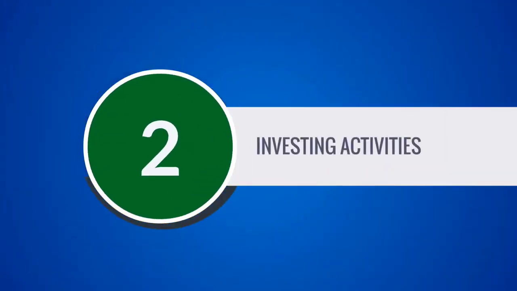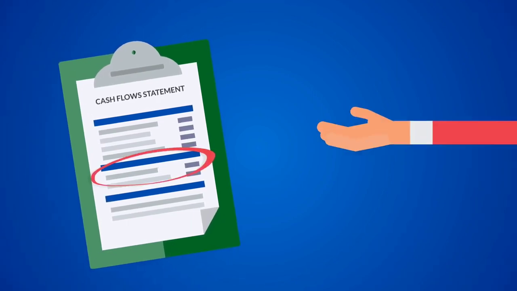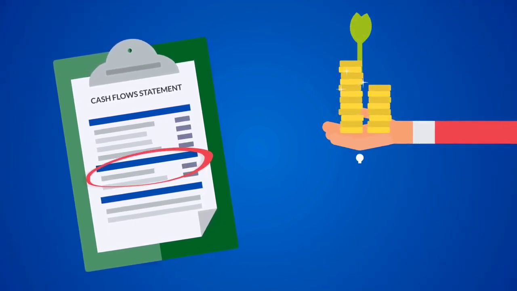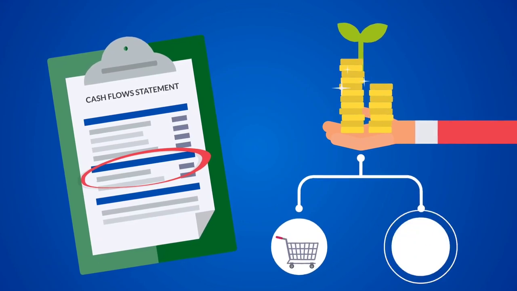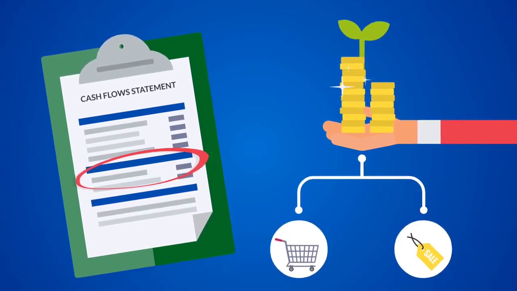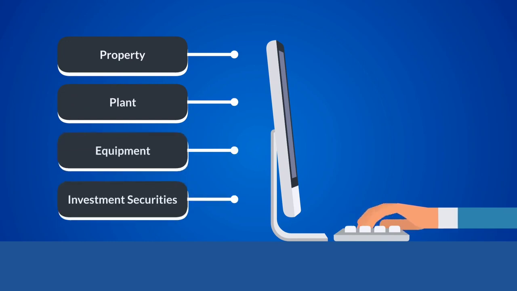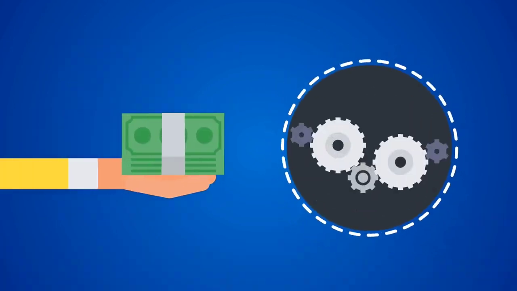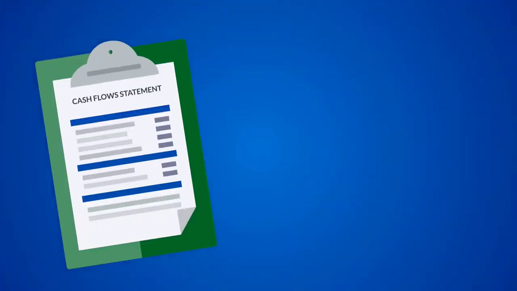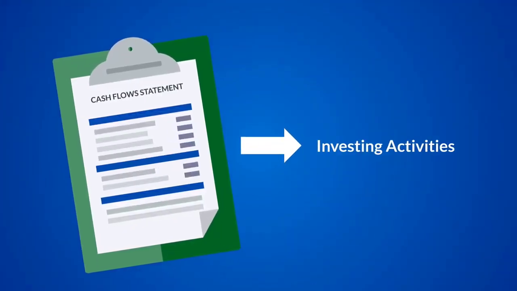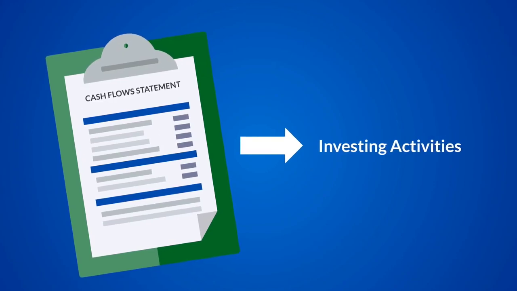Investing activities. The second part of a cash flow statement shows the cash flow from all investing activities, which generally include purchase or sales of long-term assets, such as property, plant, and equipment, as well as investment securities. If a company buys a piece of machinery, the cash flow statement would reflect this activity as a cash outflow from investing activities because it used cash.